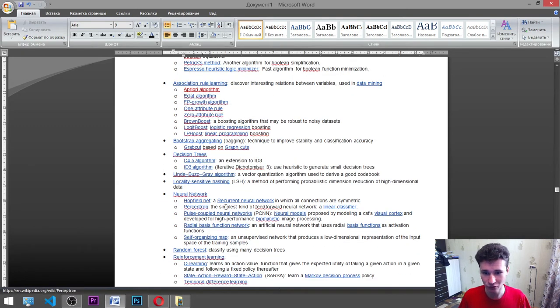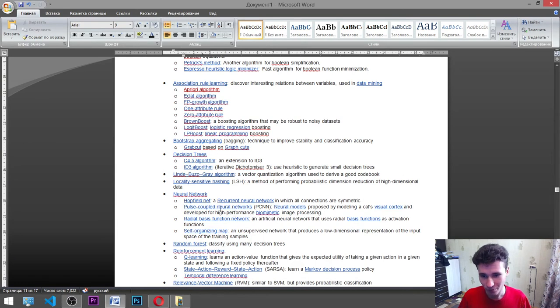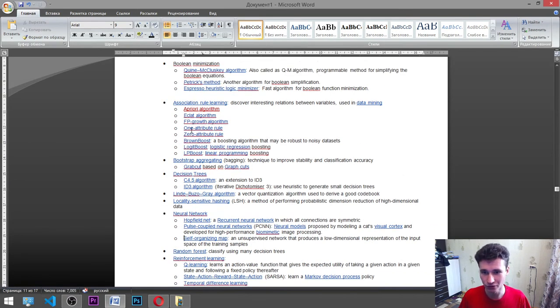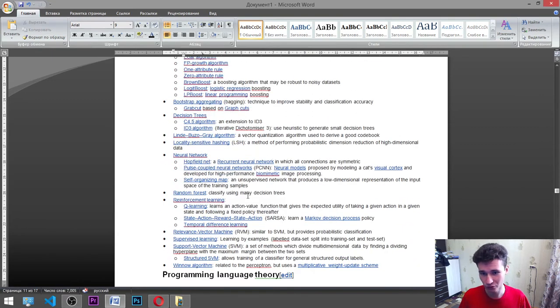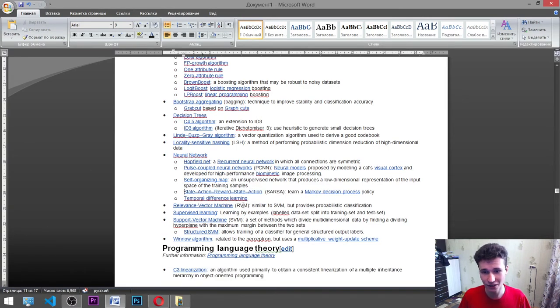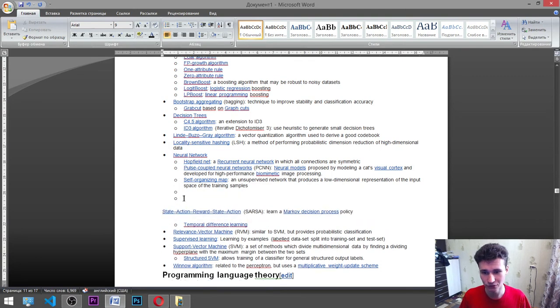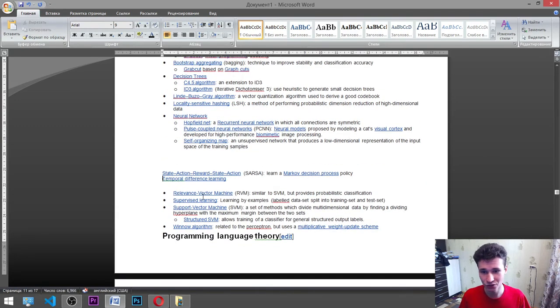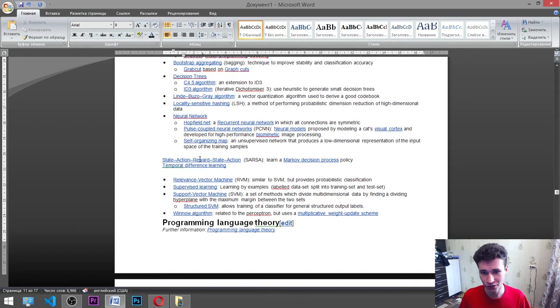Hopfield net, need to learn. Perceptron, I know. Radial basis function network, I know. Self-organizing map, need to learn. Apriori algorithm, FP, BrownBoost, yes, need to learn. Random forest, I know. Reinforcement, yes, Q-learning, yes, I know. Relevance vector, here need to do, because it will be from other topics, from different topics. Okay, Markov decision process, relevance vector machine.